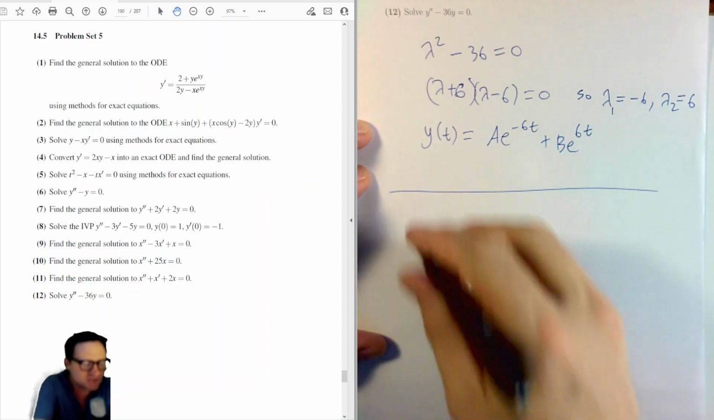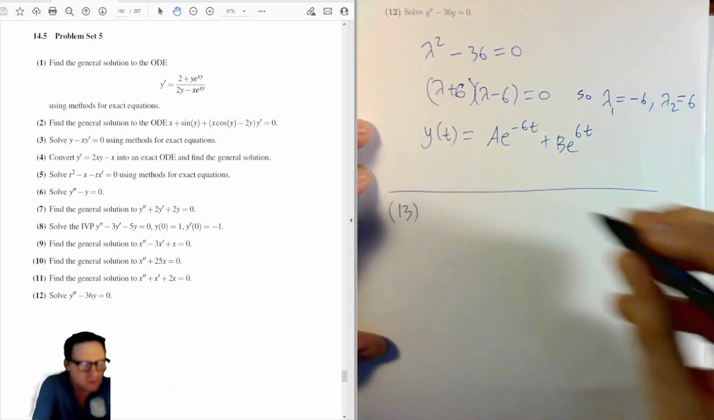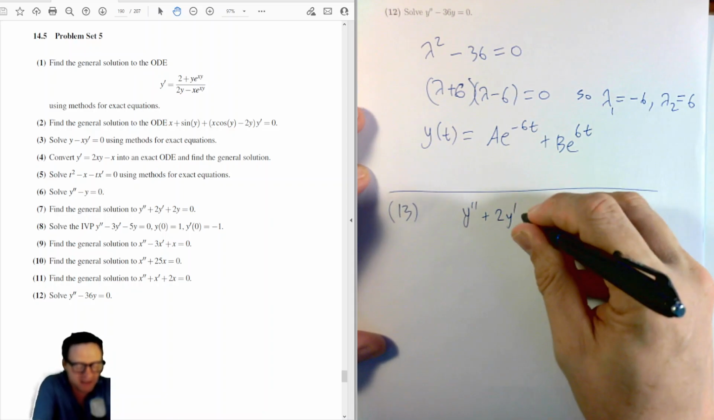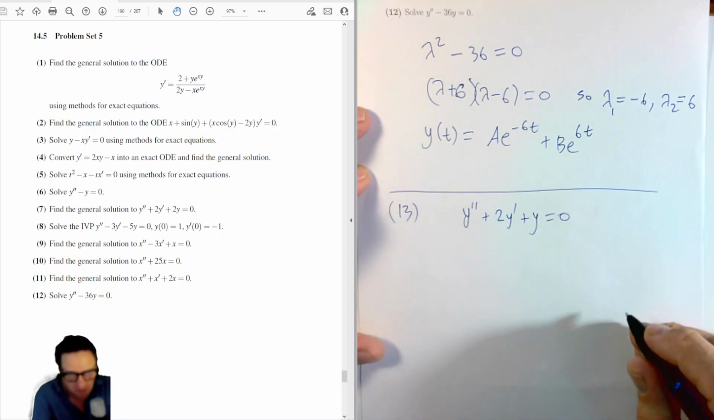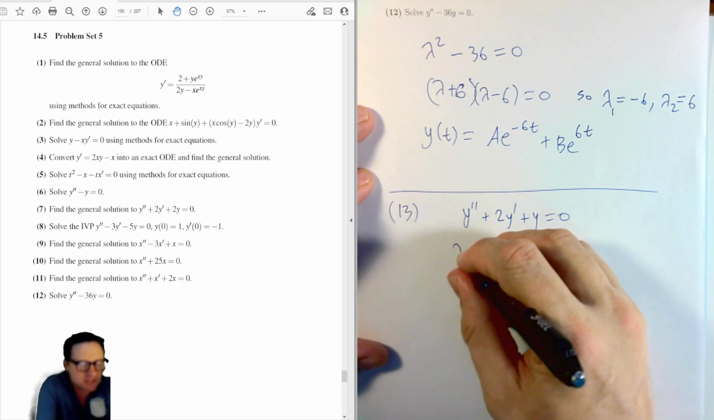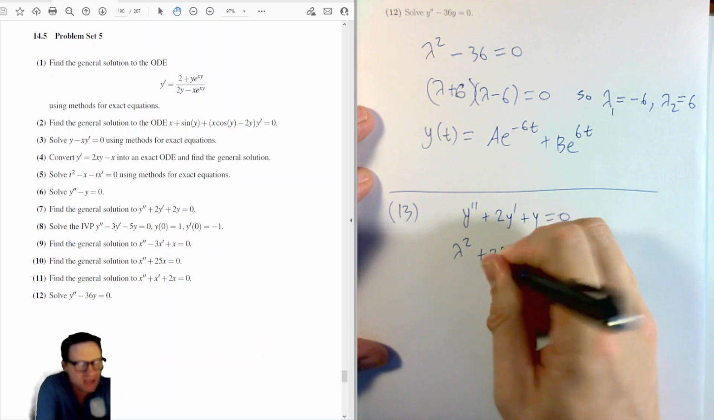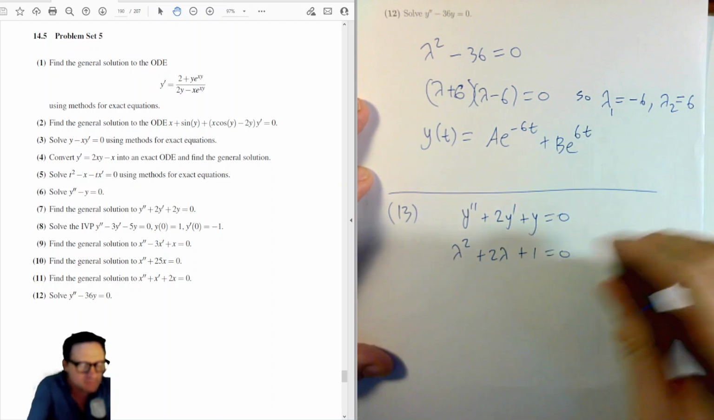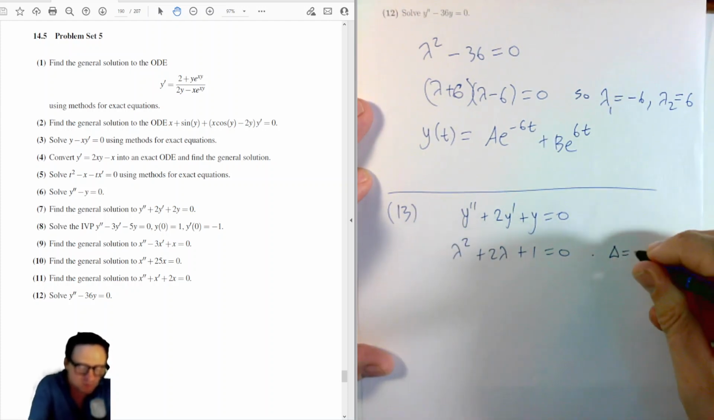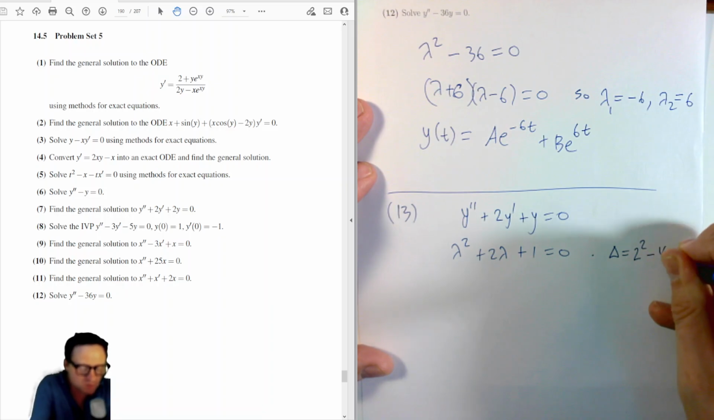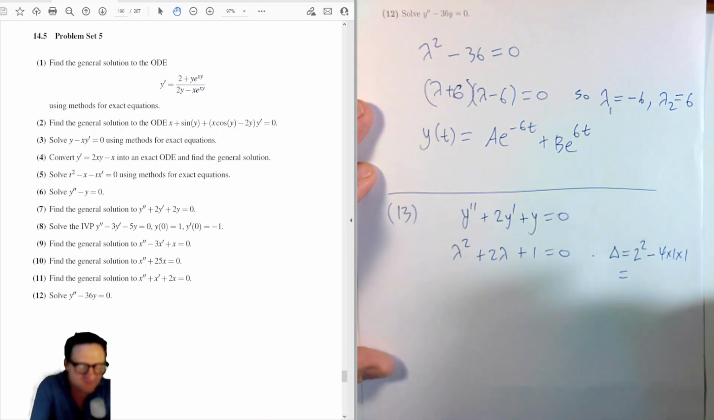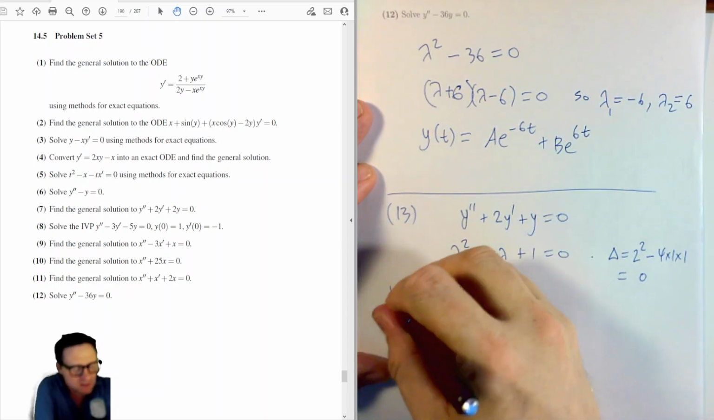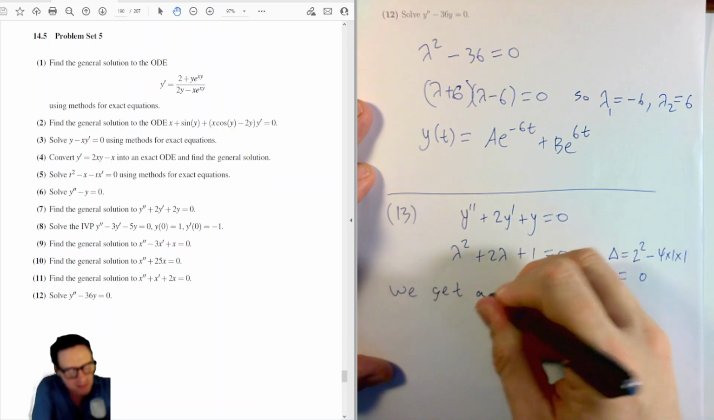Okay, so let's make up a question 13. Let's solve y double dash plus 2y dash plus y equals 0. Okay, so here our characteristic equation is lambda squared plus 2 lambda plus 1 equals 0. Now this has a repeated root. Our discriminant here is delta equals 2 squared minus 4 times 1 times 1, and that is 4 minus 4, which is 0. So this case is different. So we get a repeated root.